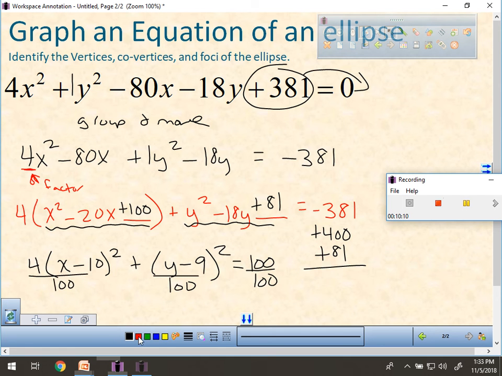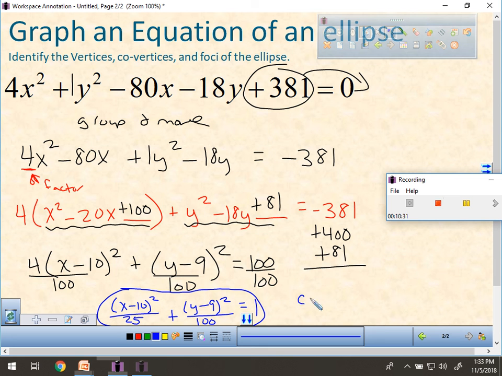So this reduces, and here's my final answer. 4 goes into 100 25 times. So I'll have x minus 10 squared over 25 plus, nothing to simplify here, so y minus 9 squared over 100 is equal to 1. And that would be my answer for this.